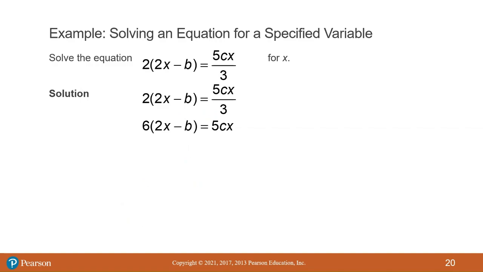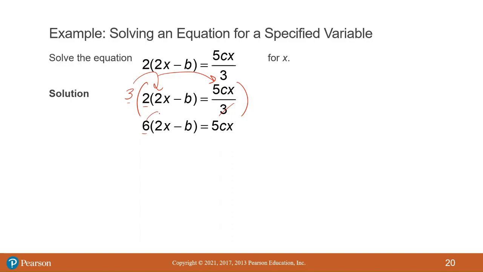So I need to multiply this entire thing by 3. If I do that, I'm multiplying this side by 3, but also multiplying this side by 3. This allows this 3 to cancel, and this 3 times this 2 is what gives us this 6. So now I have a more simplified version here. I have 6 times (2x minus b) equals 5cx.